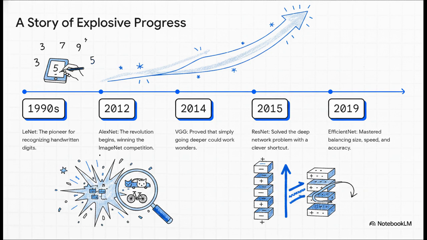From there, it was just off to the races. VGG proved that just going deeper could work, until ResNet came along with a brilliant hack that let networks get truly massively deep.